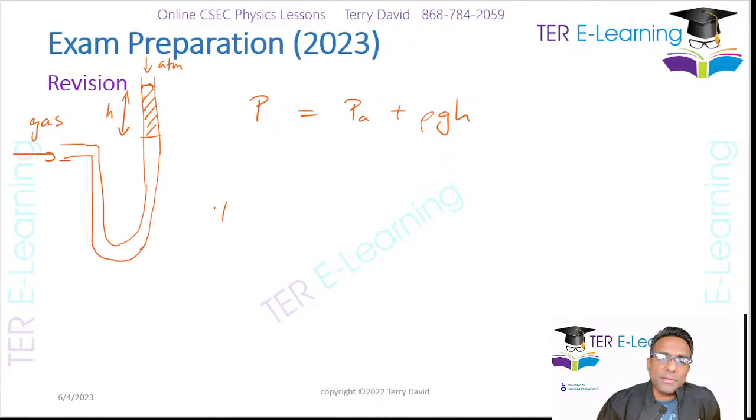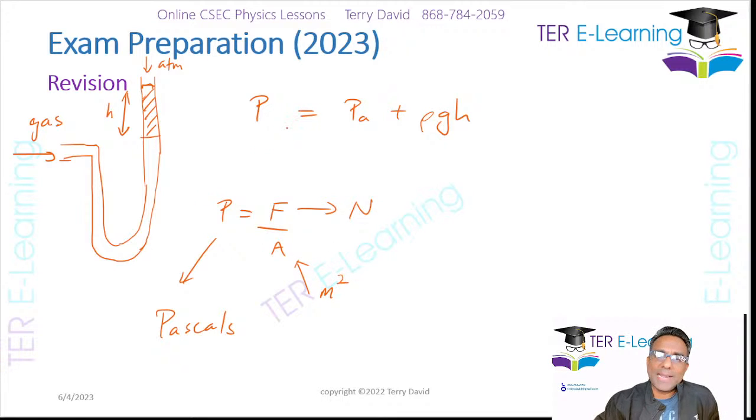Another formula for pressure is going to be F over A. You all need to know that pressure is measured in pascals. F has to be force in newtons, and area in this formula has to be in meters squared. So this is pressure. If I take my hand and rest it on a table, I'm exerting a pressure, and I can calculate that pressure if I know the force and I know the area. It's going to be force divided by area.